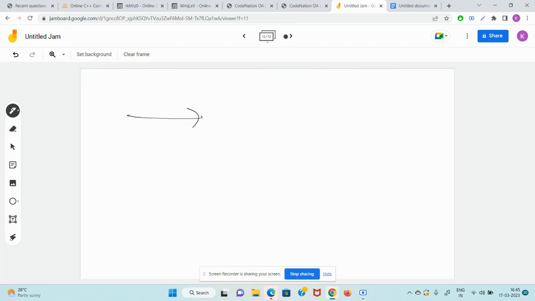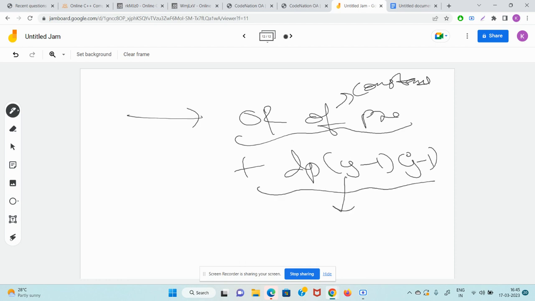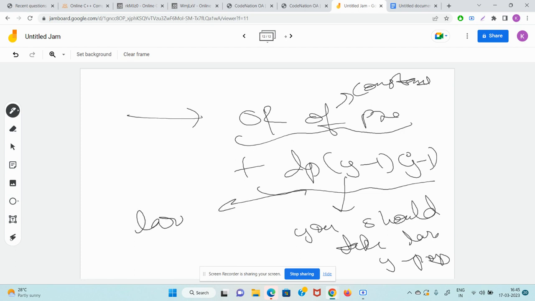In your answer, what is it? OR of previous numbers plus dp y minus 1, j minus 1. Now this remains constant for some part. So it is common sense that you should take the largest y possible. That's why I'm taking the first occurrence, the largest y possible, to increase the chances of it being the largest answer. I hope you guys understood this much.